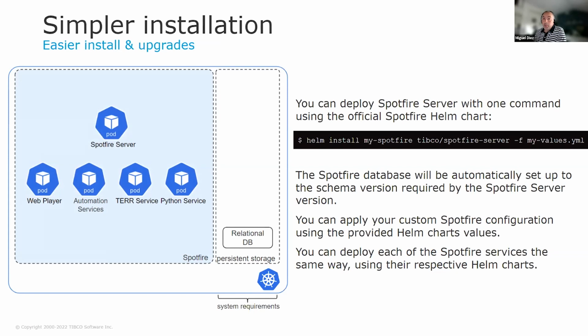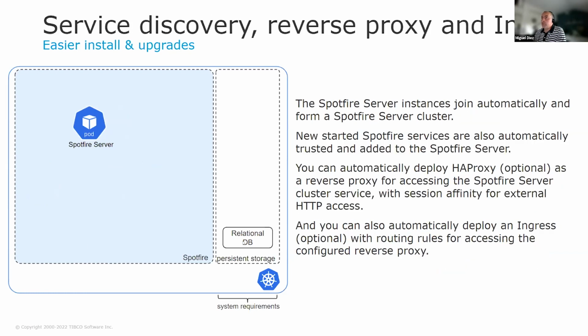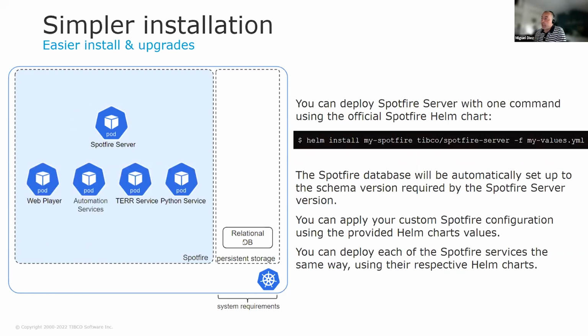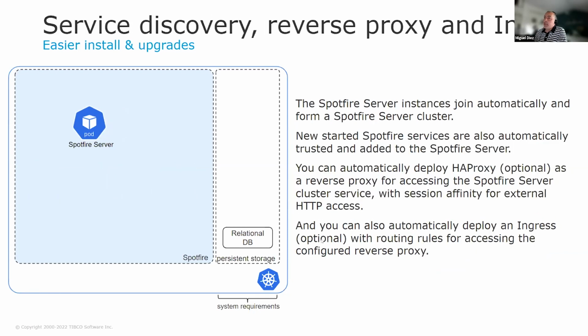When installing Spotfire using the official charts, all the deployed Spotfire Server instances will join automatically and form a server cluster. And newly started services are also automatically trusted and added to the environment. And from the chart config values, you can apply custom configuration, and even deploy service discovery and a reverse proxy for accessing the Spotfire Server cluster service, and so on.